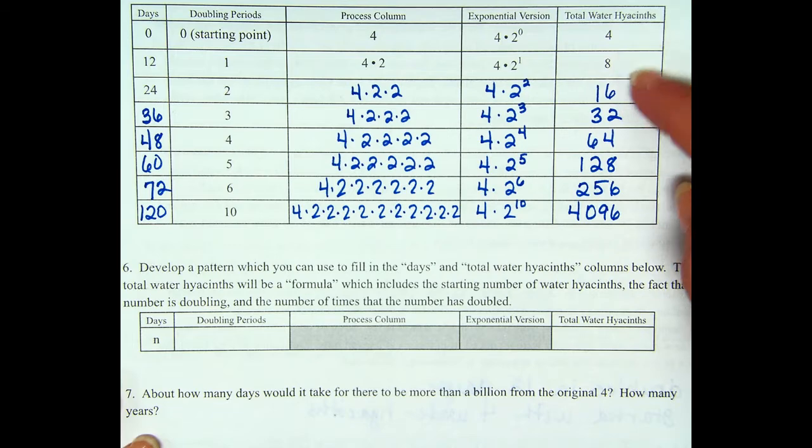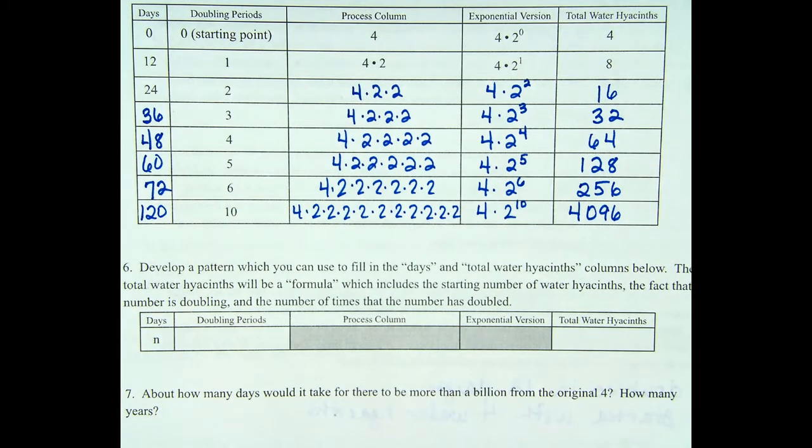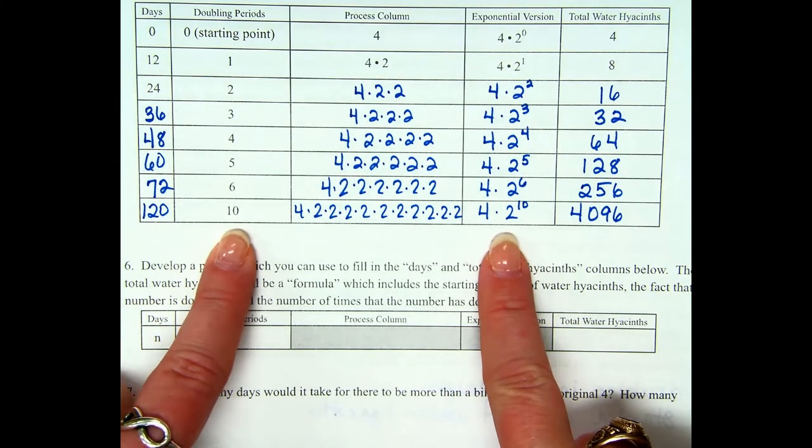Oh, okay, so we're multiplying by 2. We're doubling on the total water hyacinths. We didn't double from here to here, but that's because they tricked us over here, right? Okay. Anybody see any patterns with these 2 columns?